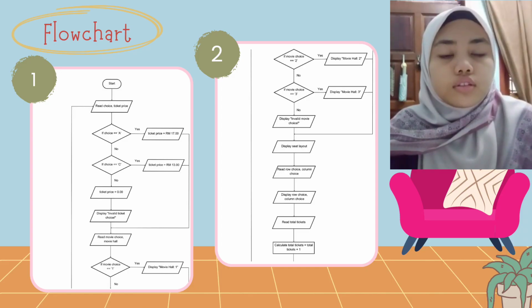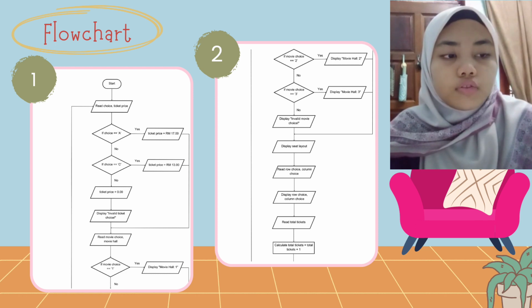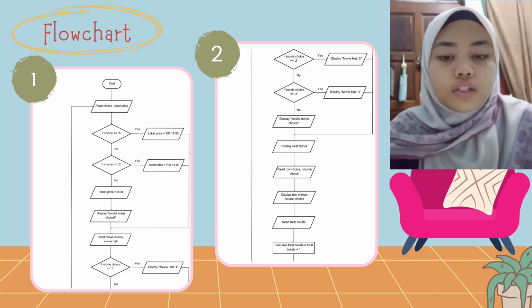The flowchart starts with the start symbol representing the beginning of the program's execution. It reads the user's choice for the ticket category and the ticket price, followed by setting the ticket price based on the chosen category. If an invalid choice is made, the program displays an error message. The flowchart then proceeds to read the movie choice and determines the movie hall to display based on the choice.